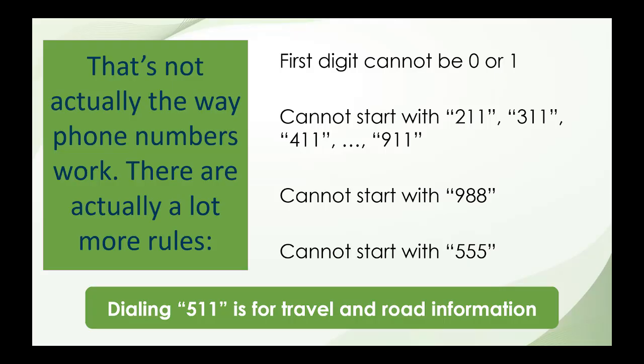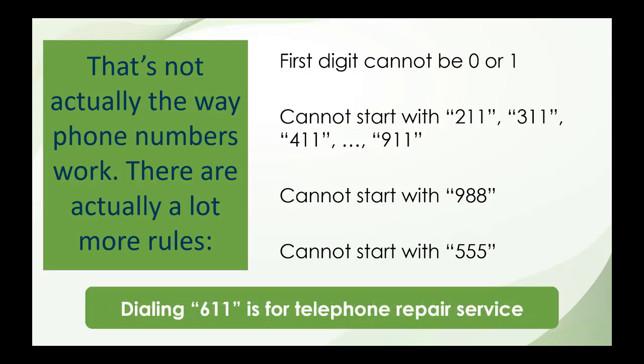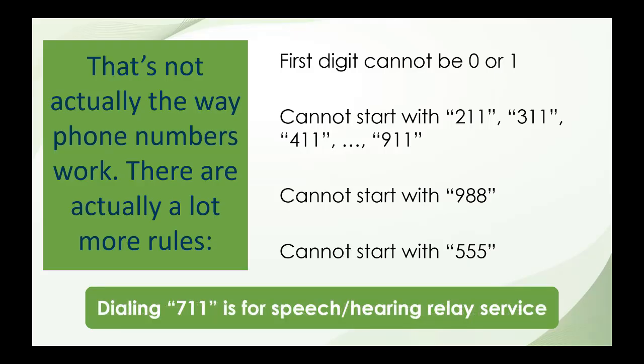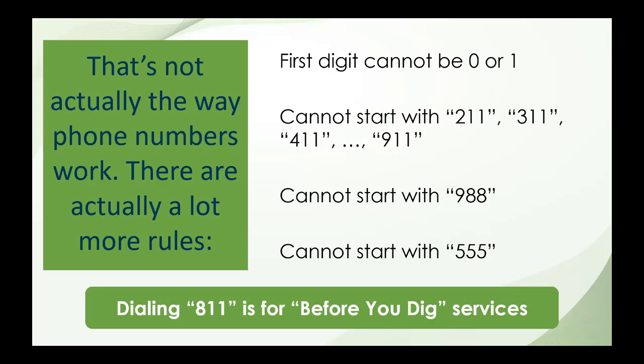So if you want to know about road closures, if you're planning a trip through the mountains and you want to know about snow or chain requirements, you could dial 511. 611 is for telephone repair service. 711 is for speech and hearing relay service for those people who are speech or hearing impaired. 811 is for before you dig services. So if you plan to be digging on your property, you can dial 811. They'll come out to your home and they'll mark where gas lines and power lines are underground so you don't accidentally dig them up and sever them and cause a disaster.